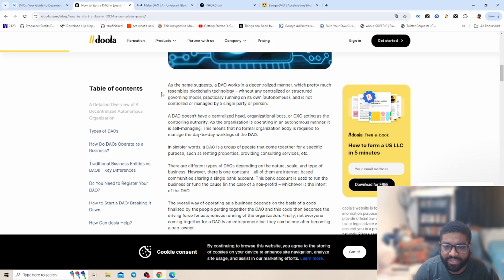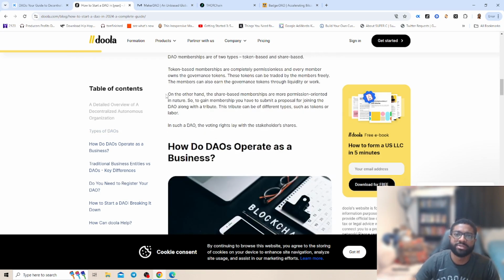A DAO doesn't have a centralized head, organizational box, or CXO acting as the controlling authority, as the organization is operating in an autonomous manner and is self-managing. As for the types of DAOs, there are two types: token-based and share-based. Token-based memberships are completely permissionless, and every member owns the governance tokens. These tokens can be traded by members freely. The members can also earn governance tokens through liquidity or work. On the other hand, share-based memberships are more permission-oriented in nature. To gain membership, you have to submit a proposal for joining the DAO along with a tribute. This tribute can be of different types, such as tokens or labor.